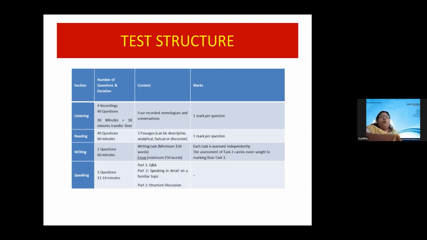And in speaking, you have 3 parts and it lasts 11 to 14 minutes. Part 1 is a question-answer type, and part 2 is speaking in detail. They give you a cue card or topic card with 1 minute of preparation time, and you have to speak about the topic continuously for 2 minutes. And part 3 is a discussion.